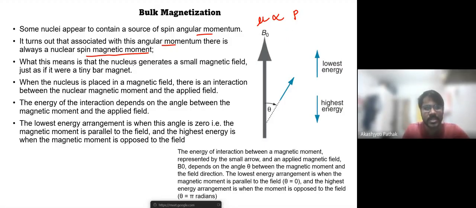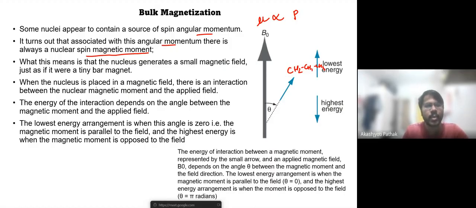So what this means is that the nucleus generates a small magnetic field just as if it were a tiny bar magnet. Okay, so you can consider the different nuclei. For example, if you have this molecule CH2, CH2, CH3, then all the protons in this molecule, each of these protons will behave as a tiny bar magnet. Each of them will have a small magnetic field.